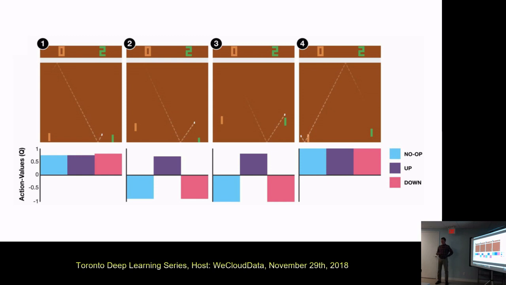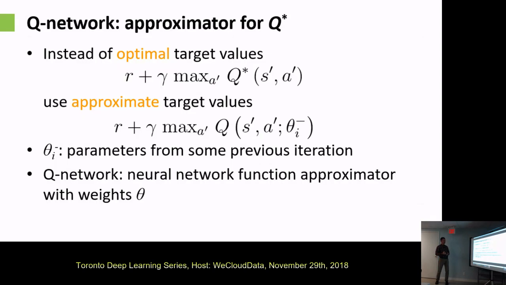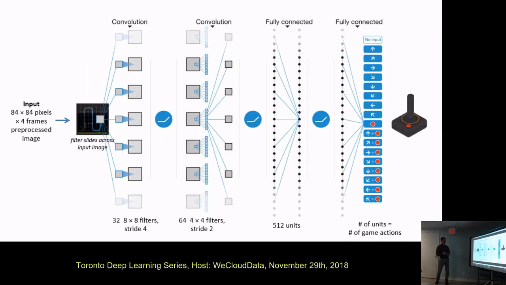They roll out the entire input. It's 84 times 84 times 4. Yeah. Okay. Thank you, guys.